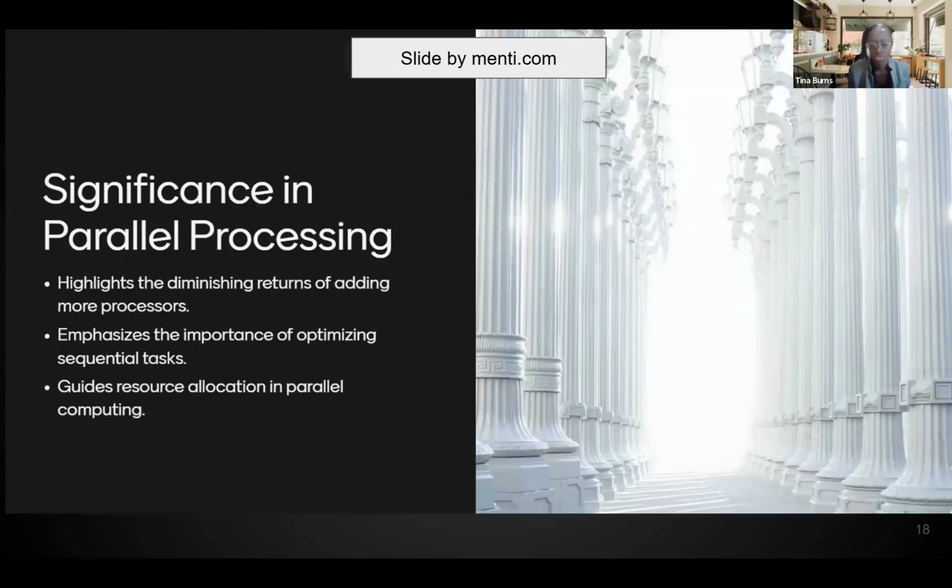This is significant for various reasons, right? It shows that as you keep adding processors, eventually your returns are going to be diminishing. You get to a point where you can add all these processors, but eventually you're not going to get much more improvement. It also enhances the thought that you don't want to do just one improvement, but several sequential tasks that maybe you can improve. And it helps to define and guide resources as we think about parallel computing.